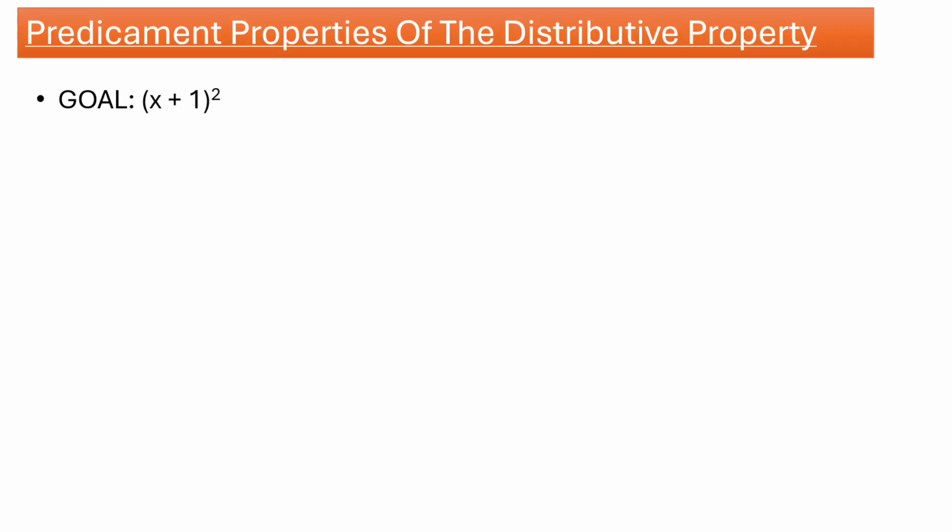Say we have a goal of x plus 1 squared. Now what this goal is basically saying is: what is an initial number with 1 added to it, then squared. Now we can see from this that this isn't a one-step process, it's a two-step process. And so the distributive property is modeling that two-step process, but it's doing so mathematically.